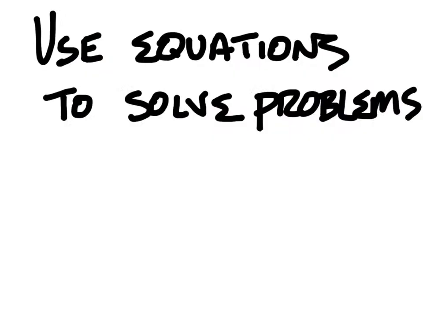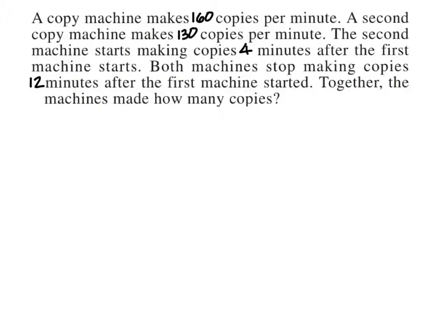Today's objective: use equations to solve problems. Here's example 1. A copy machine makes 160 copies per minute. A second copy machine makes 130 copies per minute. Now this is where it gets fun. The second machine starts making copies 4 minutes after the first machine starts. Both machines stop making copies 12 minutes after the first machine started. Together the machines made how many copies?